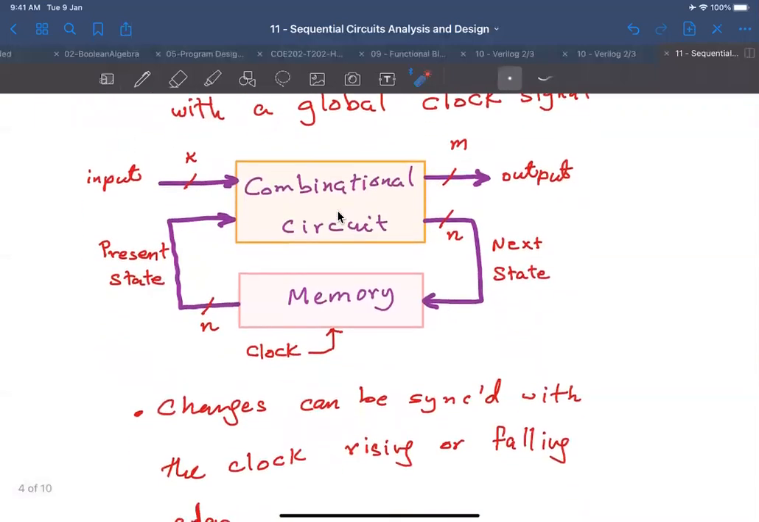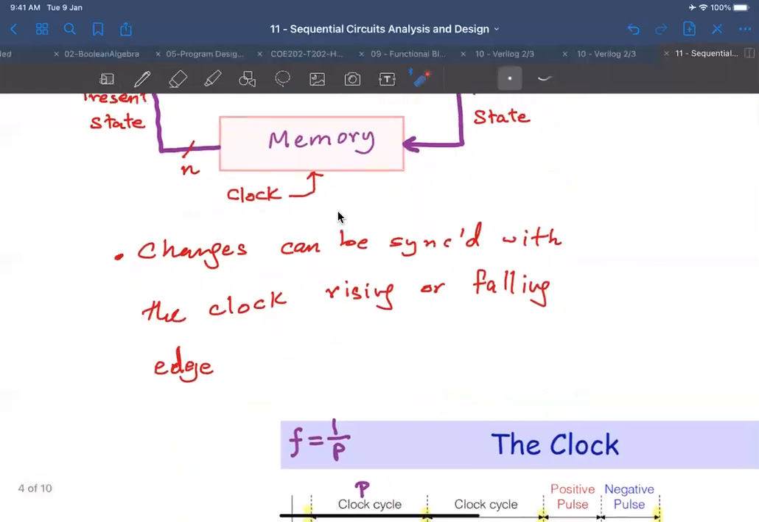So what do we mean by changes? We mean the changes in the bits. Bits can be zeros and can be ones, right? So the change can be from 0 to 1 or from 1 to 0. These changes can be synchronized with the clock, what we call the rising edge or falling edge. Let's see what we mean by that.